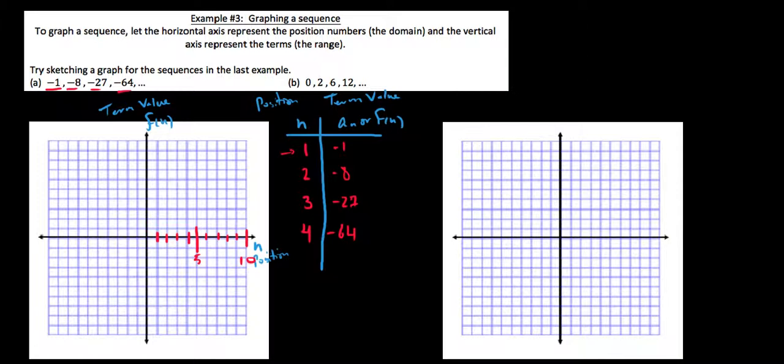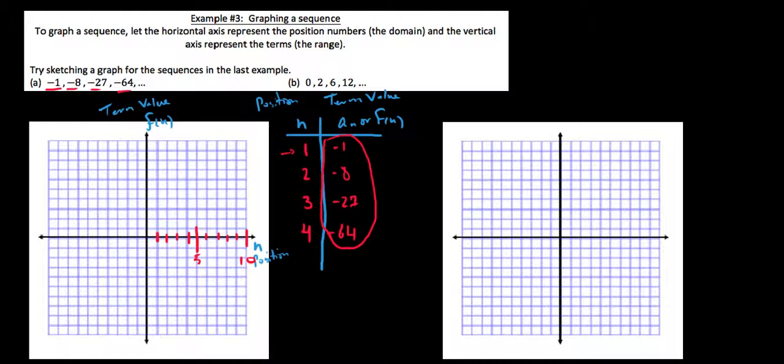Now, in terms of the y-axis, that really depends. Looking at our outputs, I notice that they are all negative. So am I going to need both positive and negative y values, above and below the x-axis? Yes, that's the case. Sequence term values can be positive or negative, and so we want to be open to graphing above or below the x-axis.